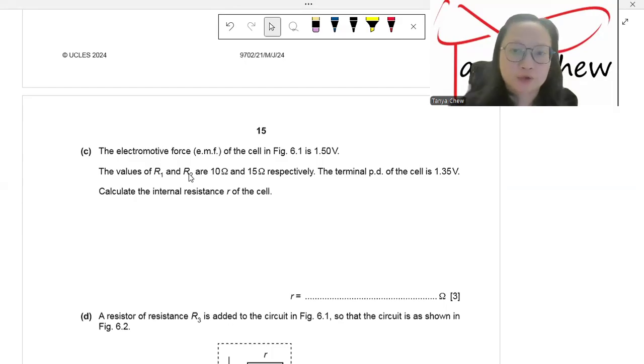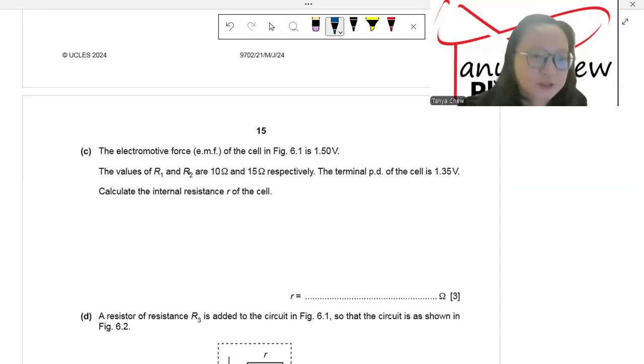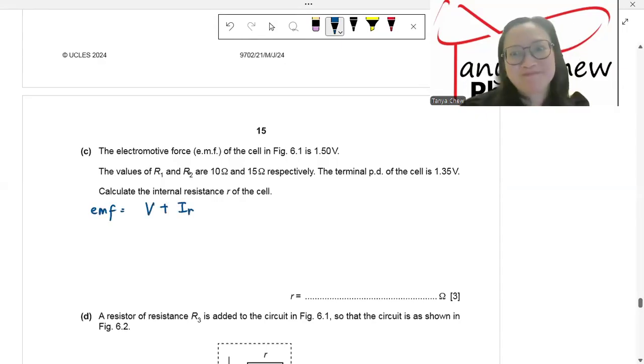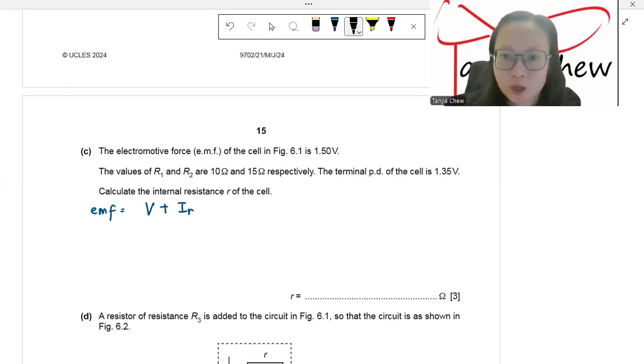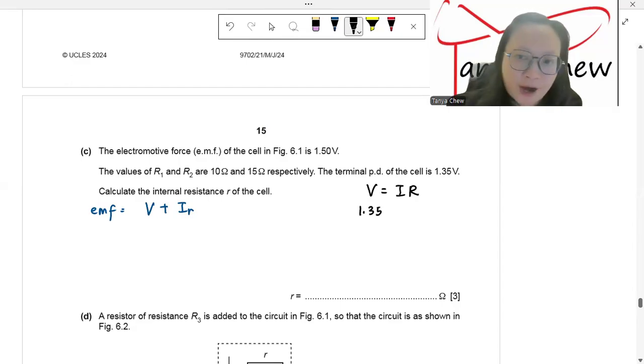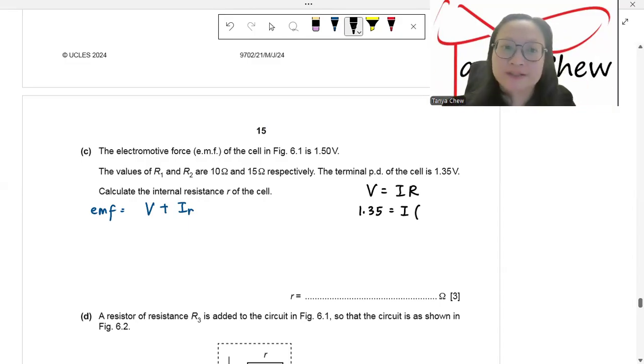When I want to calculate the internal resistance of a cell, when the internal resistance is not negligible, the equation that you are supposed to use is EMF equals V plus Ir. But the problem is, I do not have the value of I. No problem, right? Because the terminal PD of the cell is given. Use Ohm's law, V equals IR. V is 1.35. I is the one that you have to find. It's the total I. R is the total R. Since R1 and R2 are connected in series, you just add up 10 plus 15.